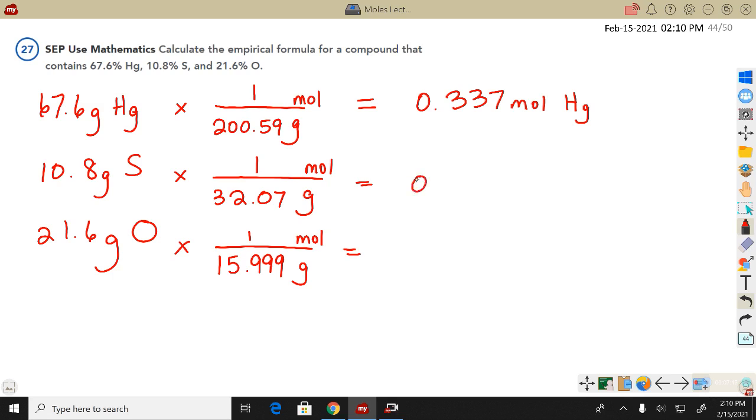I'll take my 10.8 divided by 32.07. Oh, look at this. 0.337 moles of sulfur, and 21.6 divided by 15.999. This one's kind of weird. 1.35 moles of oxygen.